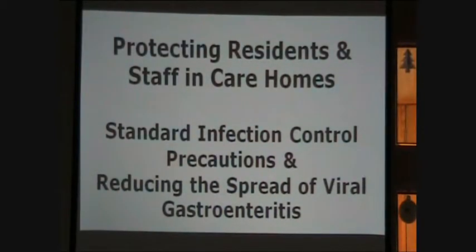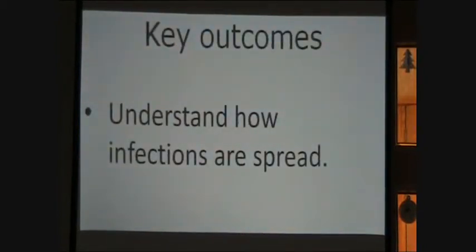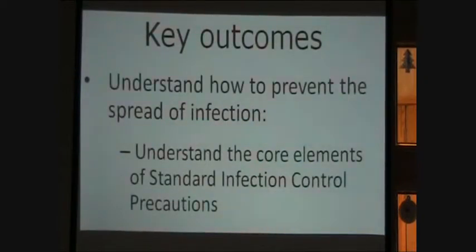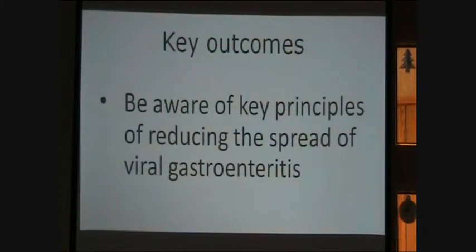This presentation is part of a series of presentations on infection control in care homes. The key outcomes are to understand how infections are spread and to understand how to prevent the spread of infection by understanding the core elements of standard infection control precautions. Also to understand the key principles of reducing the spread of viral gastroenteritis in care homes.